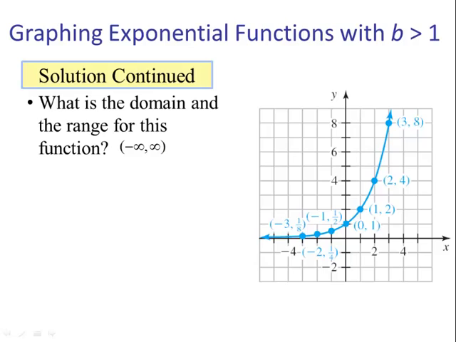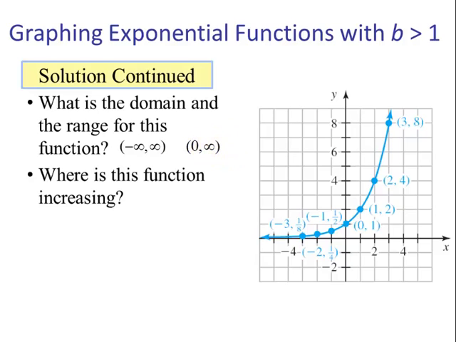The range, what are the possible y values? Well, if we look closely, this line is approaching y equals 0, but it's not touching. And also, any negative y values do not have a spot on this graph. So the range would be all positive y values. One way we can write that is parenthesis 0, comma, to positive infinity.